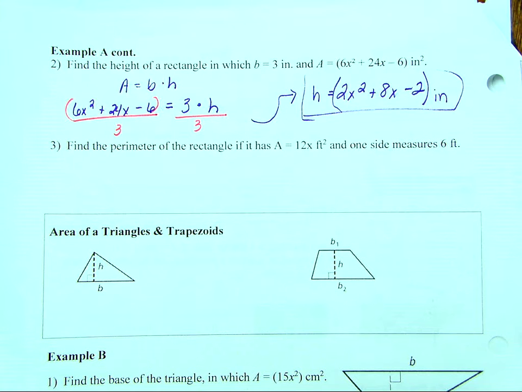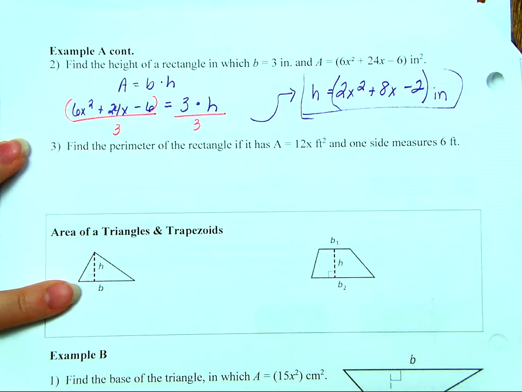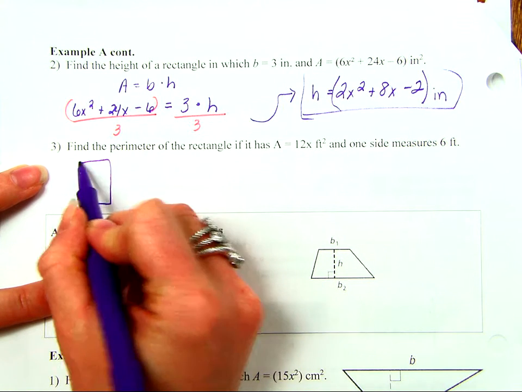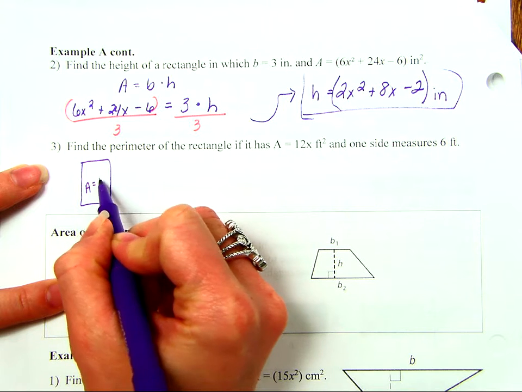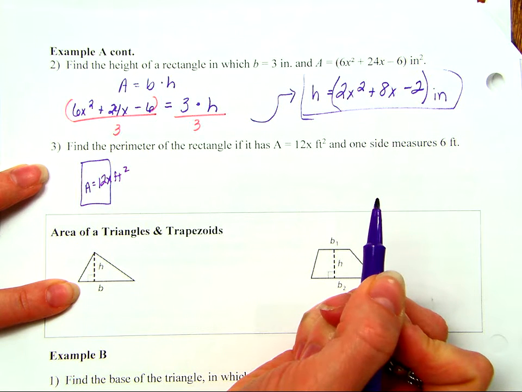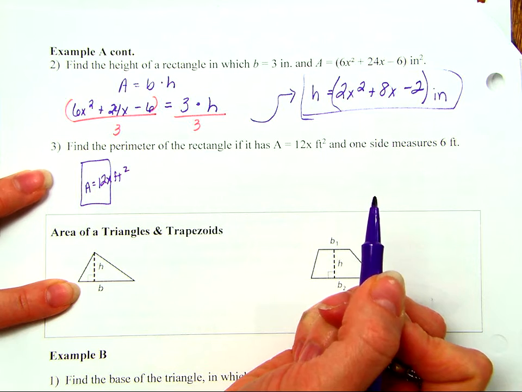Question number 3 asks us to find the perimeter of a rectangle if it has the area of 12x square feet and one side measures 6 feet. Now sometimes I do like to give myself a picture. It is not required, but in this case it's telling me my area is 12x square feet and one side measures 6 feet.